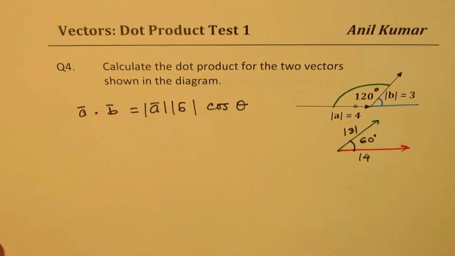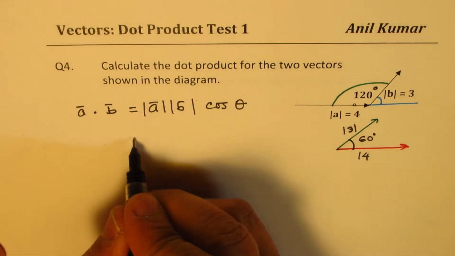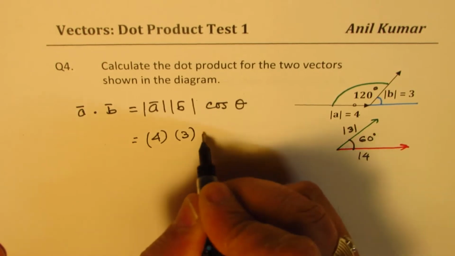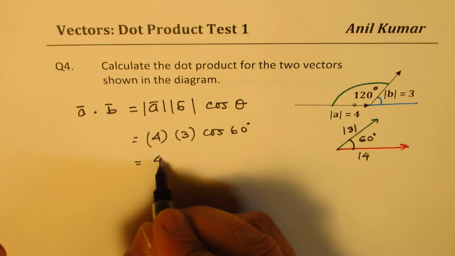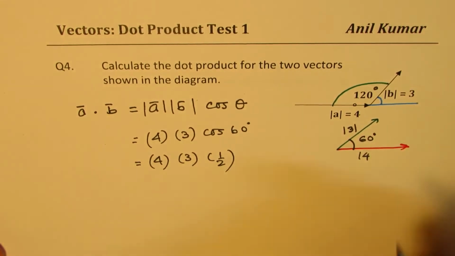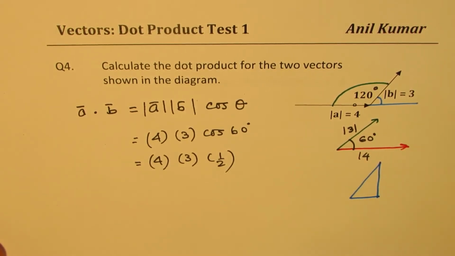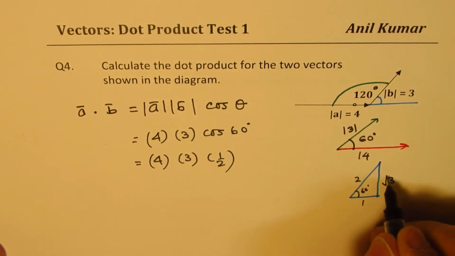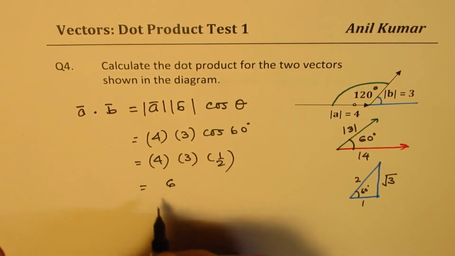So theta is 60 degrees, and now you can find the dot product. Magnitude of A is given to you as 4, and B is 3, and cos of 60 degrees, which you know is half, right? So it is 4 times 3 times half. Well, you will always make your special triangle to find this, or use a calculator, right? So this is 60 degrees, 1, 2, and square root of 3, correct? So half of 4 is 2, 2 times 3 is 6, so the answer is 6.